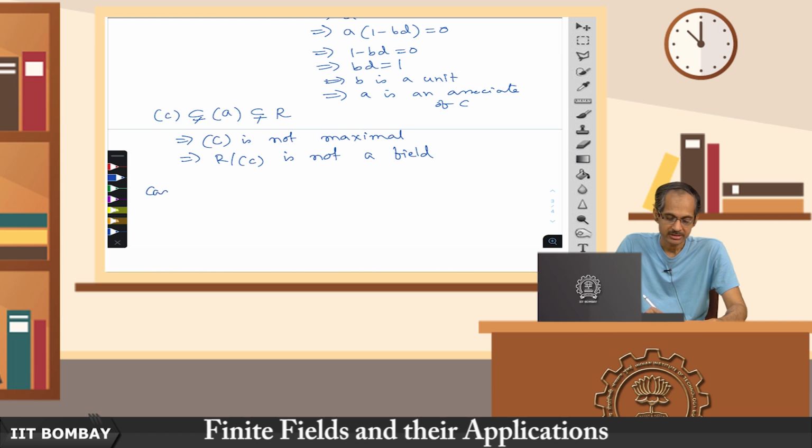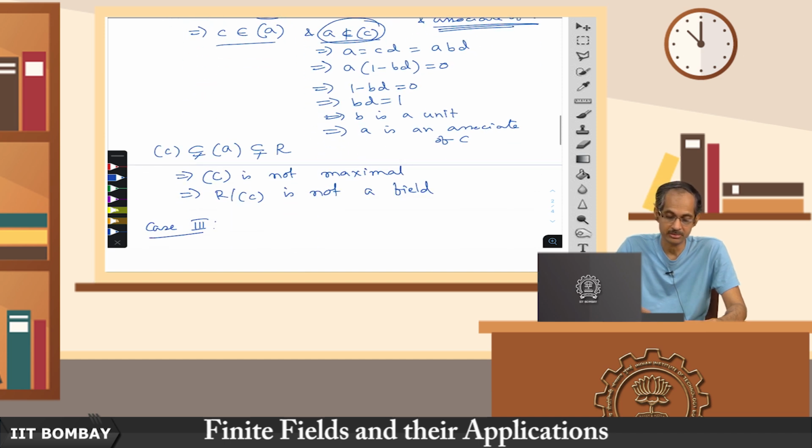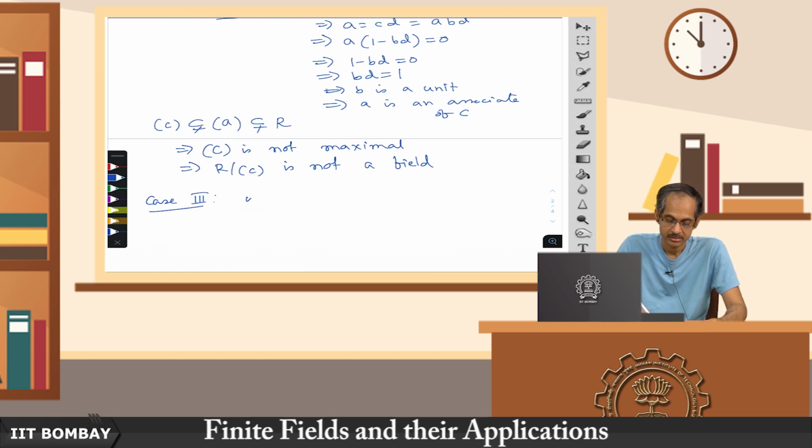Okay. Now, the case 3, the only case left. So, A is a unit, C is a unit we have considered, C is not a unit nor a prime we have considered. Now, the only thing that can happen is C is a prime. Now, what if C is a prime? We want to show that in that case R by C is a field, which is equivalent to saying that the ideal generated by C is maximal.